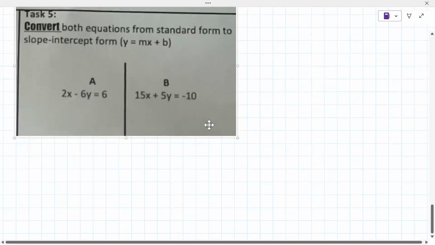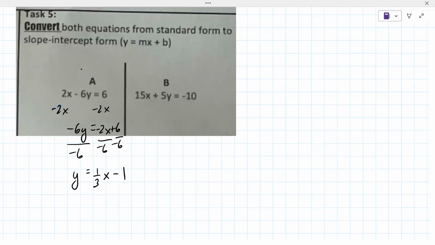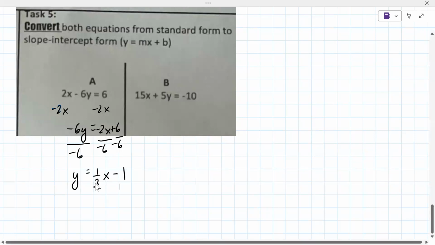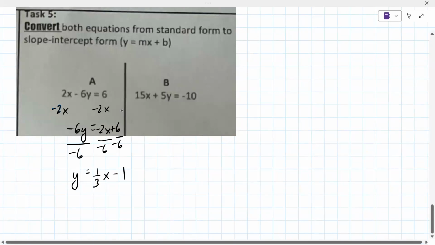All right. So I'll do A this time. We want to again solve for Y. You can do B. The reason I'm choosing A is because it's got a little bit of a wrinkle, where you have the negative in front of the Y. So that stays with it. When you divide everything by -6, you can get a fraction. In this case, it's 1/3 x minus 1. The -2 over -6 becomes 1/3. 6 over -6 becomes -1. So go ahead and do the same thing here for B and let me know what you come up with.